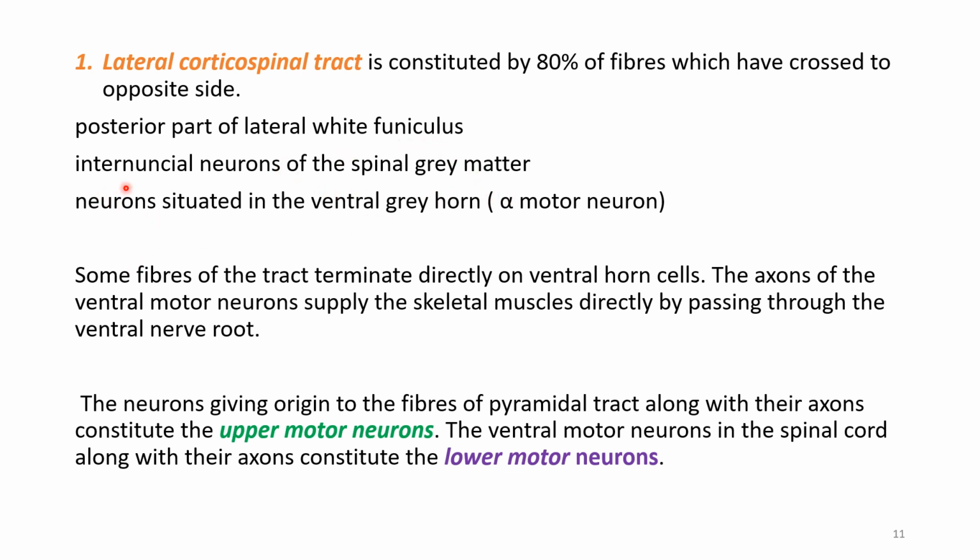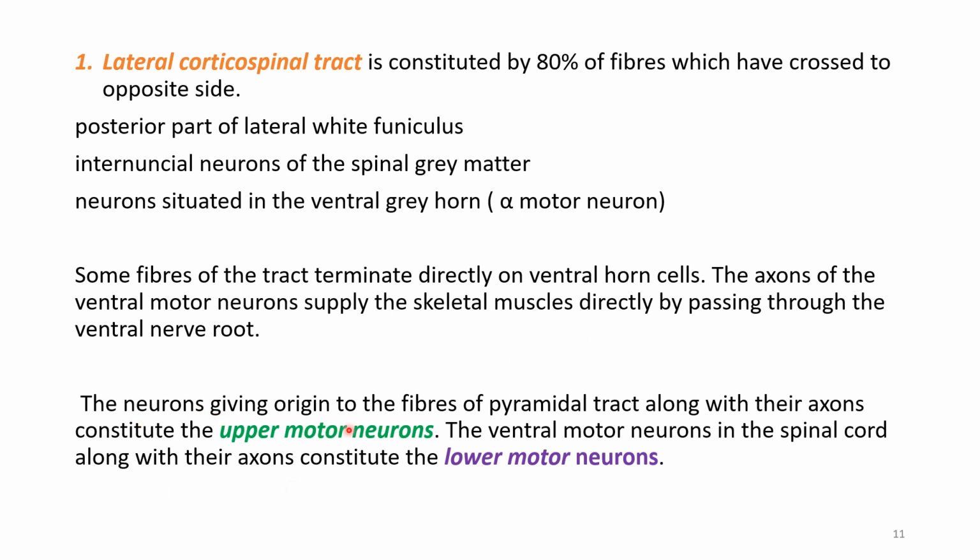Then they will end in the internuncial neurons of the spinal gray matter and the neurons situated in the ventral gray horn. Those are alpha motor neurons also. So they can end in the internuncial neurons or alpha motor neurons. Some fibers of the tract terminate directly on the ventral horn cells. The axons of the ventral motor neurons supply the skeletal muscles.